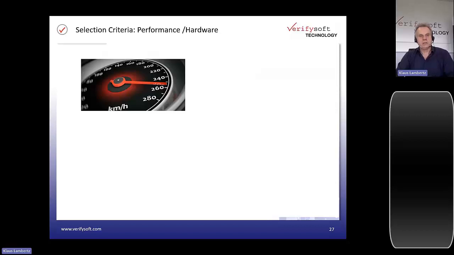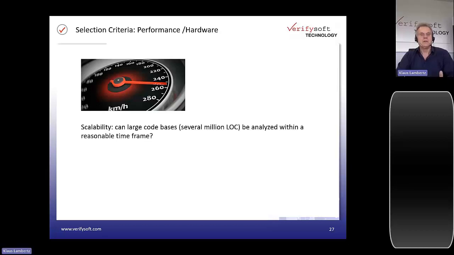Further selection criteria are the performance of the tool and the necessary hardware. It's about the scalability. Can you also check large code bases, for example, several million lines of code, within a reasonable time frame? I remember 15 years ago, there was a static code analysis tool. When you clicked start, you could go on holiday for 2 weeks, and the analysis was finished when you came back, or even not. That happened with some tools some years ago.